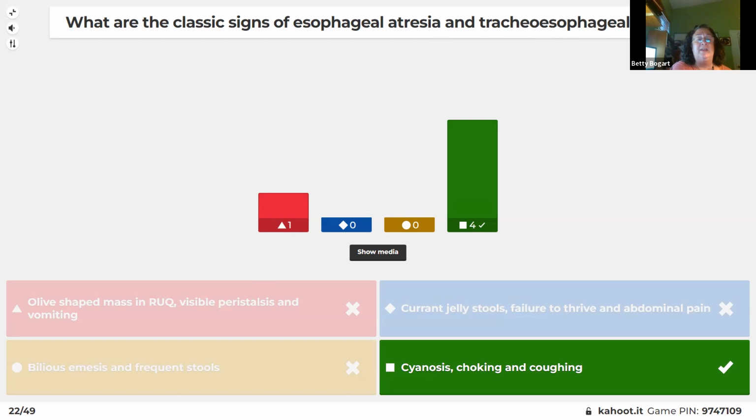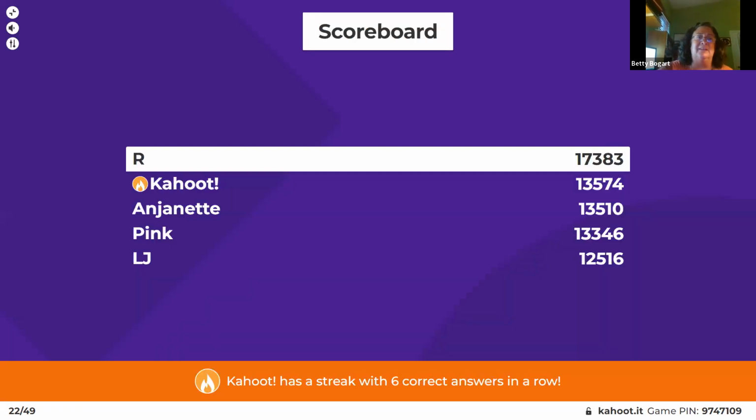Now, what's great about this slide here, you've got olive-shaped mass, right upper quadrant, visible peristalsis, vomiting. That is pyloric stenosis. Currant jelly stools, failure to thrive, abdominal pain, intussusception. Sometimes you just get this jelly with a little bit of streak of blood in the stool, and then when you open the diaper with this pain, you'll see it and you'll say, yes, intussusception.